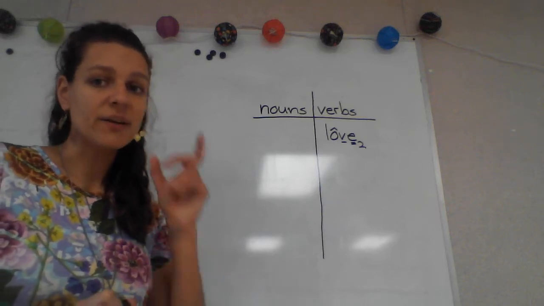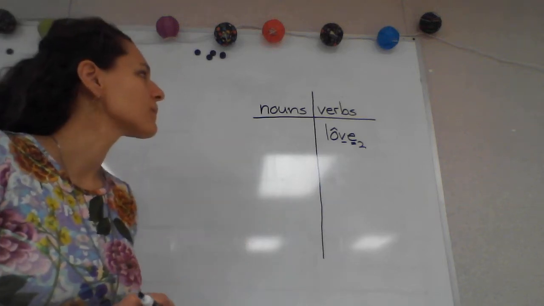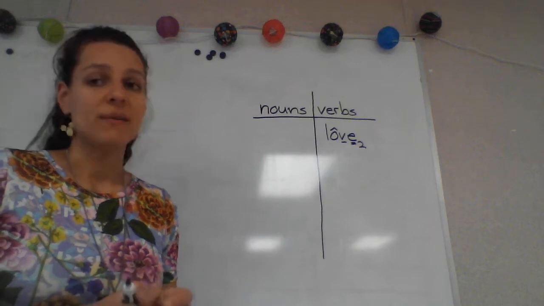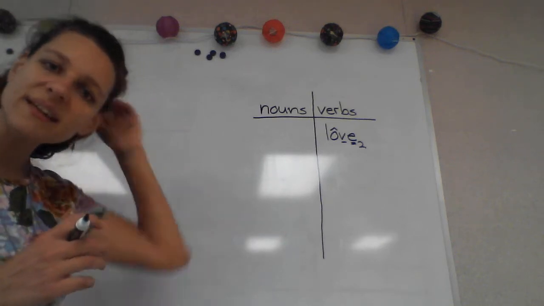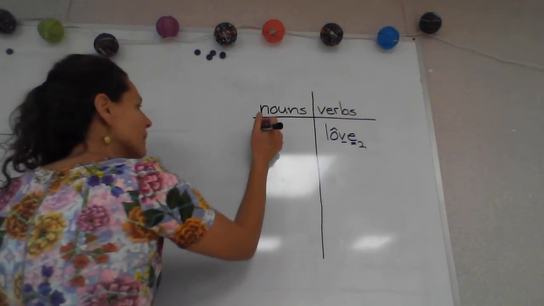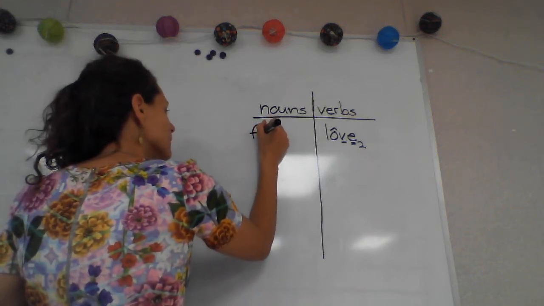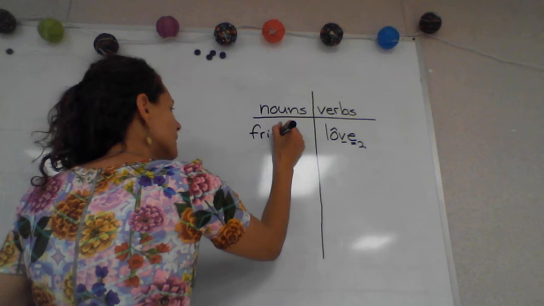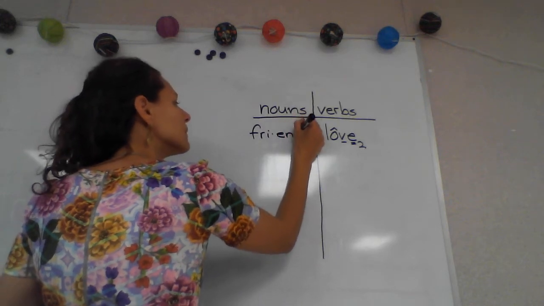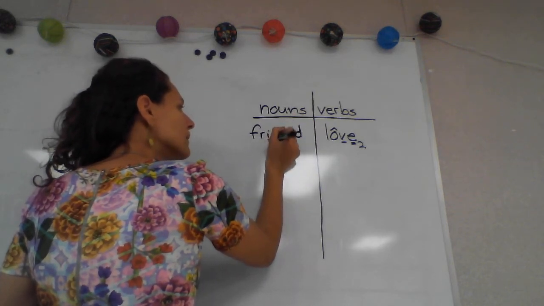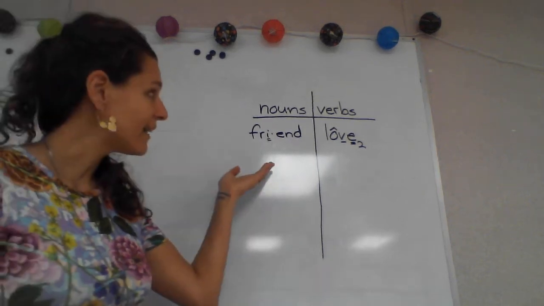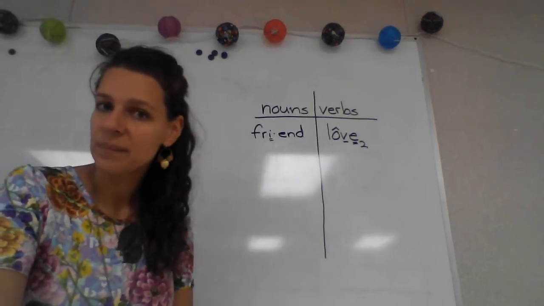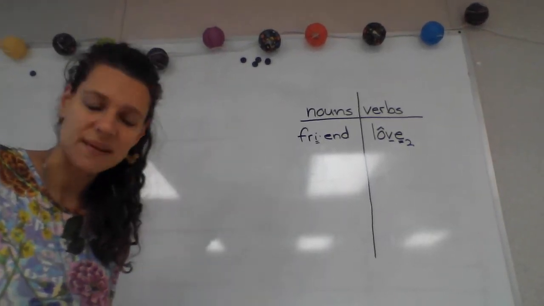Say the sounds while you're writing it. All right, when you're finished, and you've done the markings, put your pencil down and you can check. So we know that a friend is a noun because it is a person.